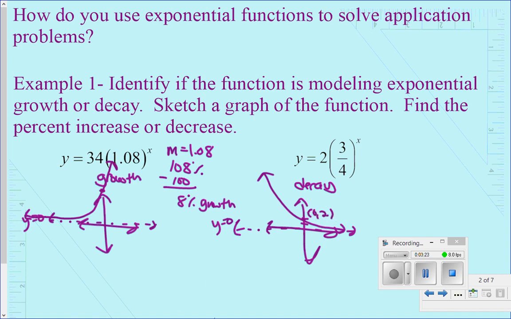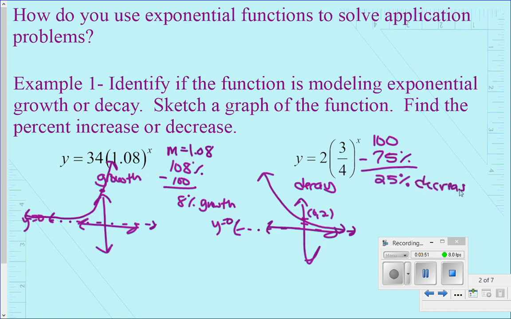So then I have to figure out percent decrease. So 3/4 I know is 75%, but that's not my answer. That's how much is left after we've decreased. So we need to find how much it decreases by. So we need to subtract that percentage from 100, and we get that the decrease is 25%.